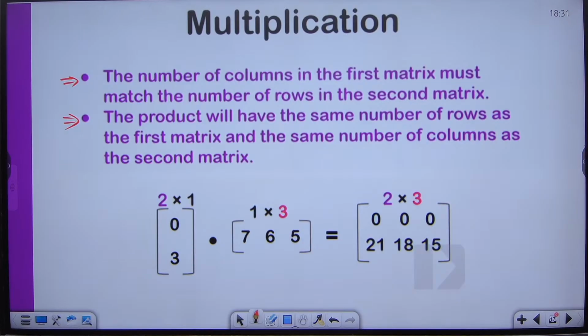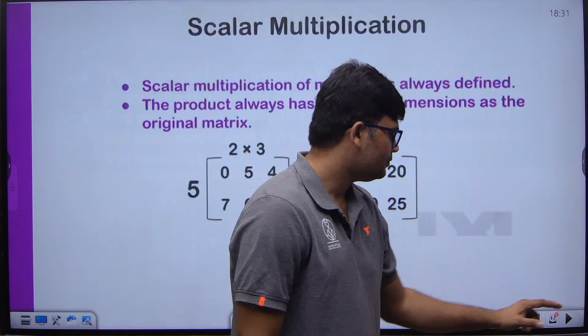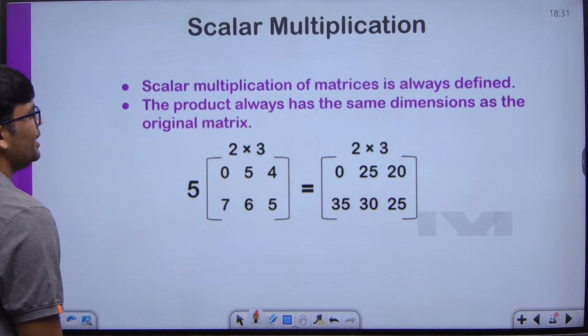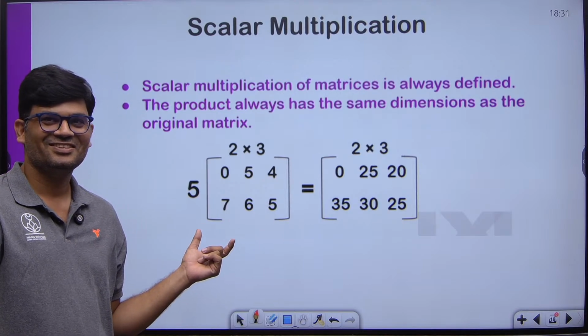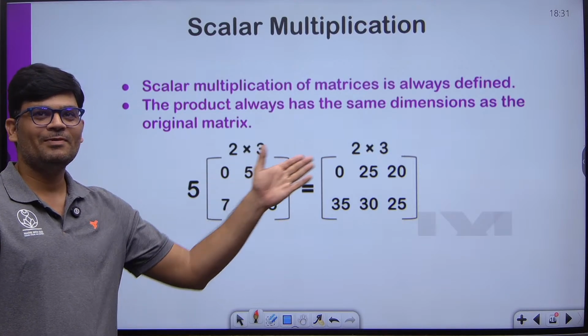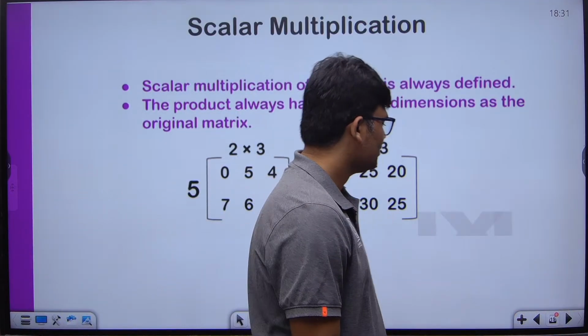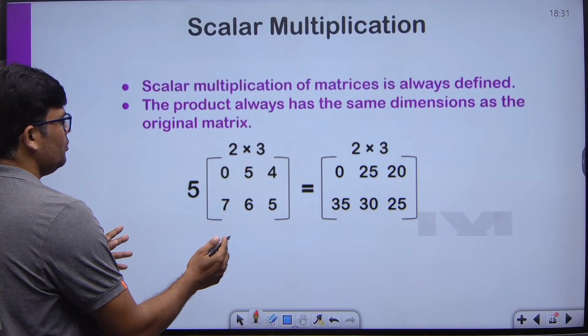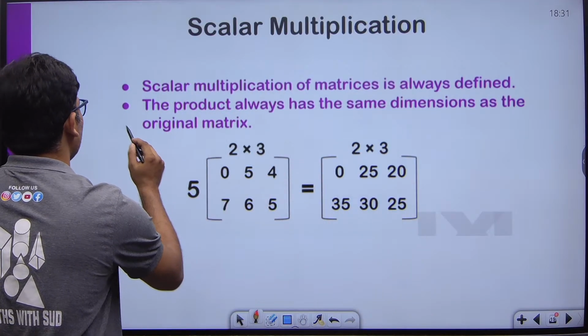Done? Yes. Okay. So have you got the same result? Yes. Good one. Now this is scalar multiplication. Okay, easy. 5 multiplied by all the numbers, you will get the result. Now here also, this is easy. So for scalar multiplication, you write this rule as well.